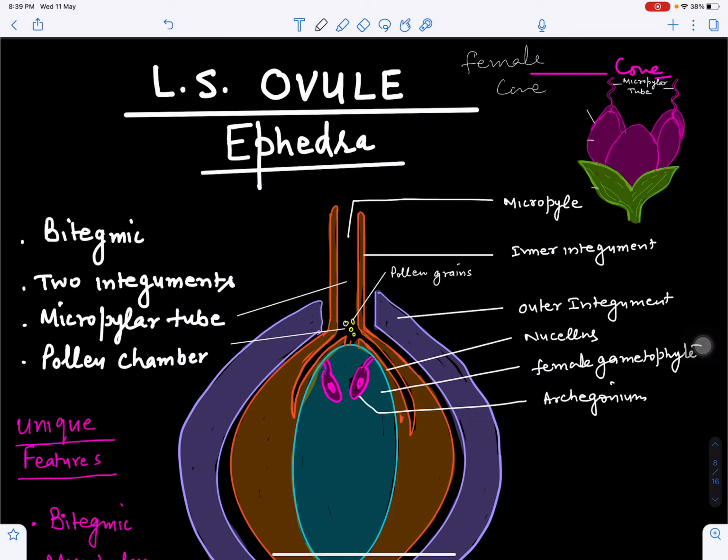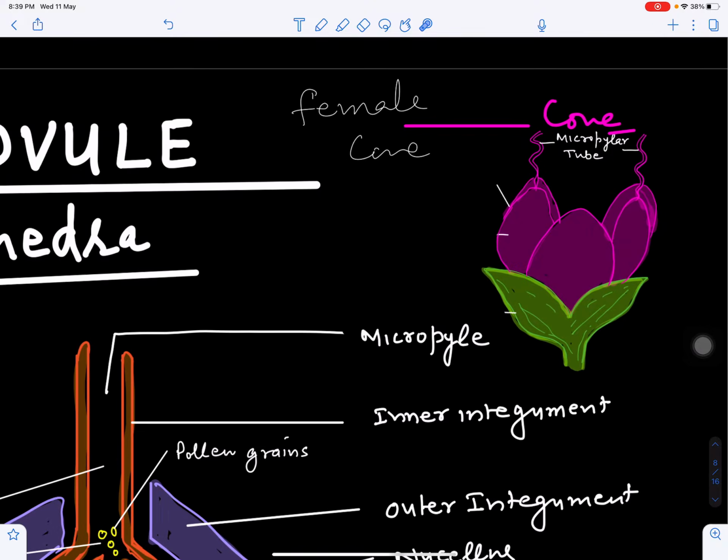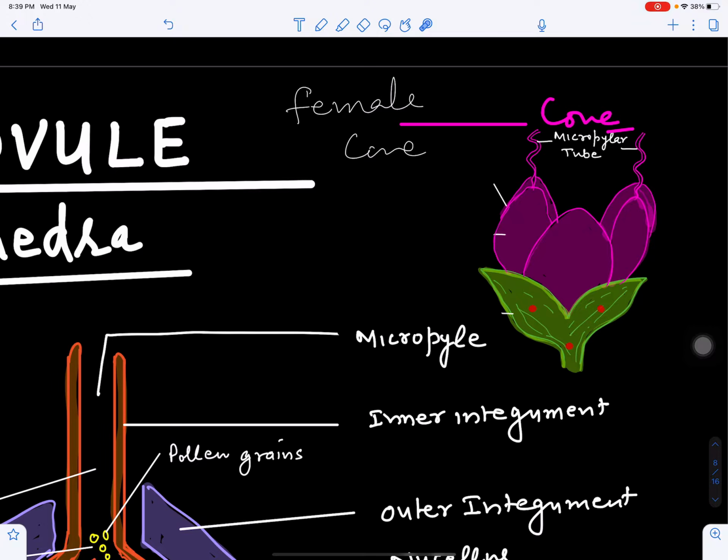In this video, we will discuss the structure of the ovule of Ephedra. In the last video, we discussed the female cone of Ephedra. These are sterile bracts, and this is the fertile part which is bearing a pair of ovules. This is called the female cone, and this is the female flower. This is the micropylar tube. This we have discussed in detail in the last video, and the link will be shared in the description box.